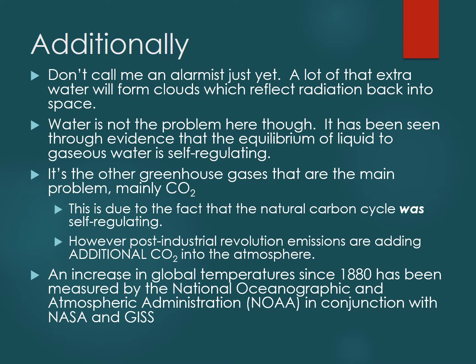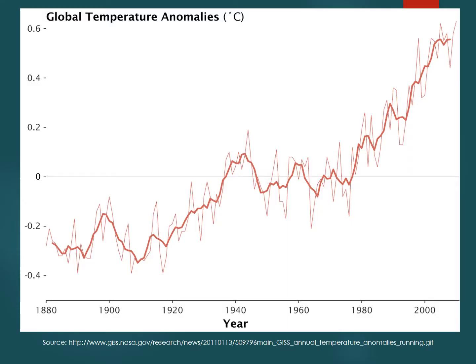And it's that additional carbon dioxide which is creating the problem. Right, so we have seen an increase in global temperature since 1880. It's been measured by NOAA in conjunction with NASA and GISS, and it is real. This is an actual temperature anomaly. Now, we're not showing here huge increases in temperature over that time, but it does not take a very large increase in global temperature to make big changes in our climate.